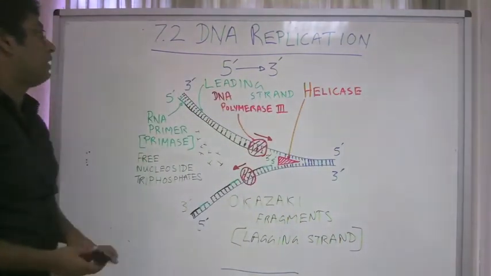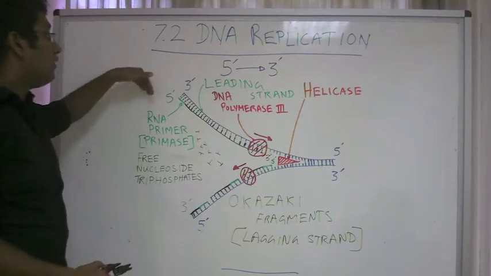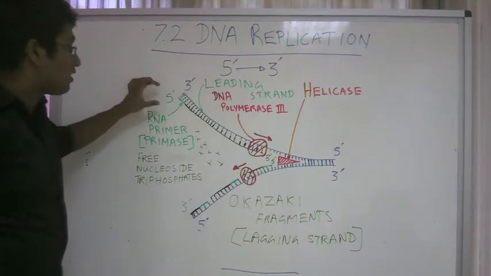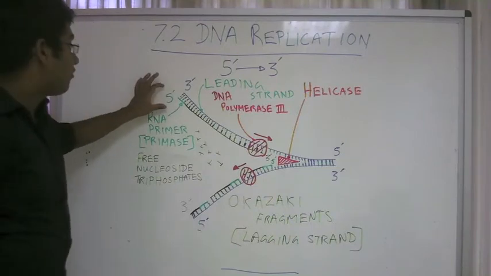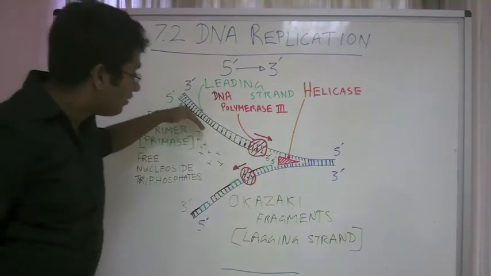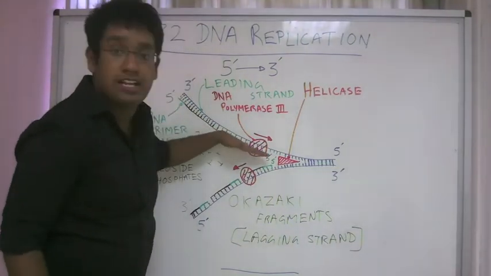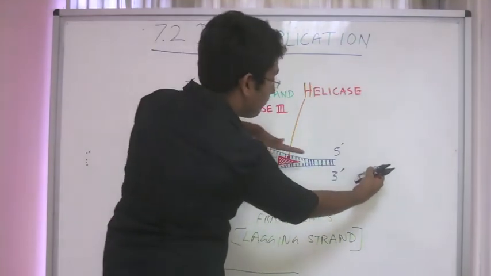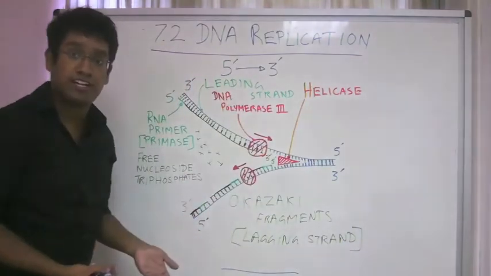Once again, on the leading strand, the new strand of DNA is built without any difficulties from a 5' end to a 3' end towards the replication fork. So as helicase unzips this way, this will just follow continuously with no difficulties.